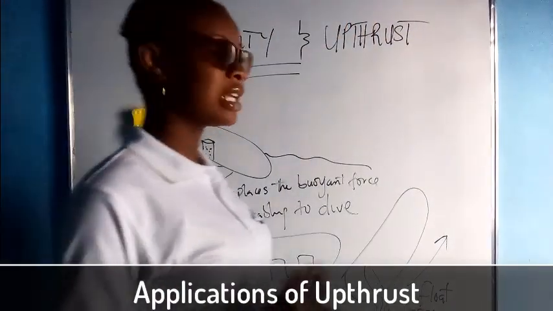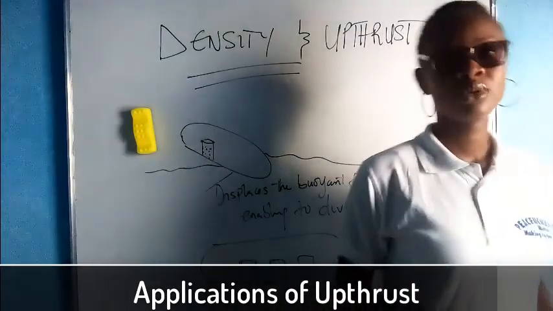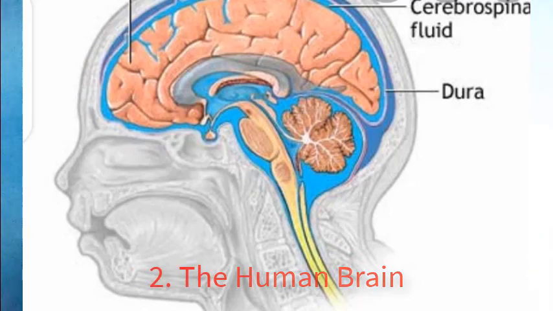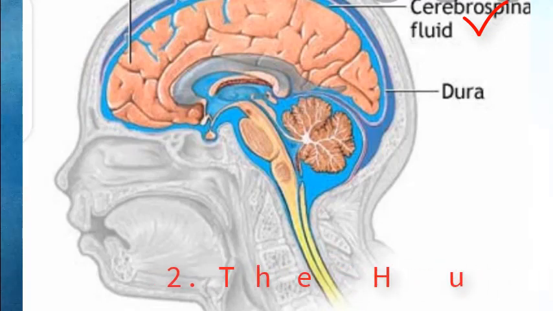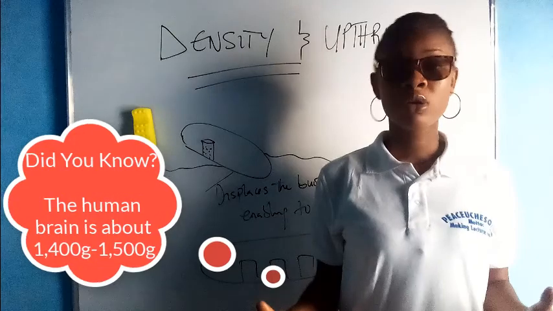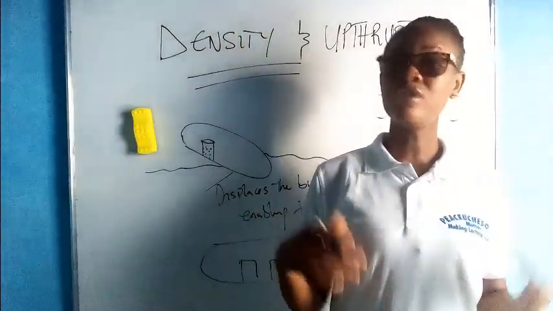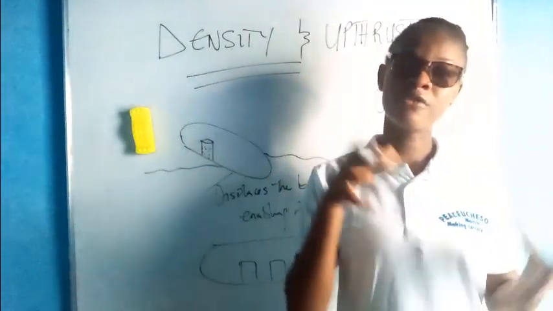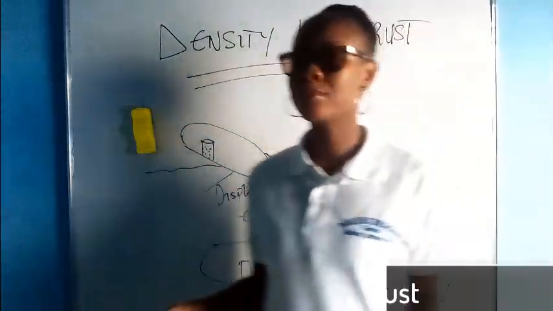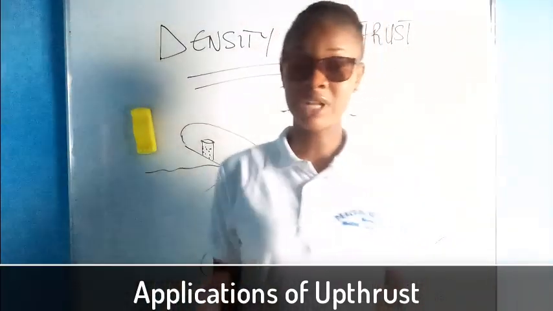Another application is with regards to the human brain. Yes, the human brain. The human brain is being cushioned by a fluid known as the cerebrospinal fluid. And what happens is application of Archimedes' principle again, because normally the human brain, which is about 1,400 to 1,500 grams, would have been so heavy for us to carry, but because of the fluid, there is buoyancy, and we can now move around as if the brain were lighter, whereas it is not.